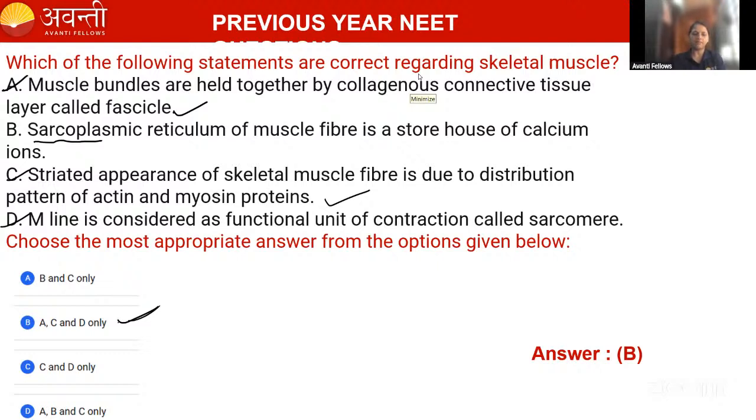The I band. We studied about the I band, right? Which line is it? Yes, you are going to get the PDF file. Yeah, we are giving the link to you.